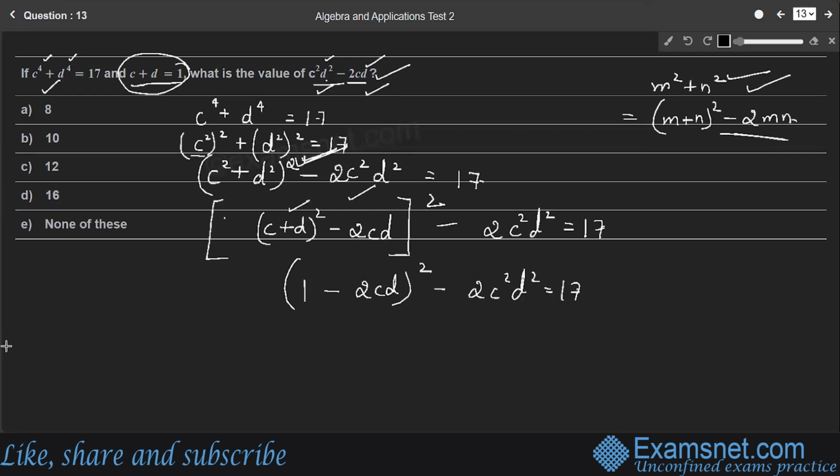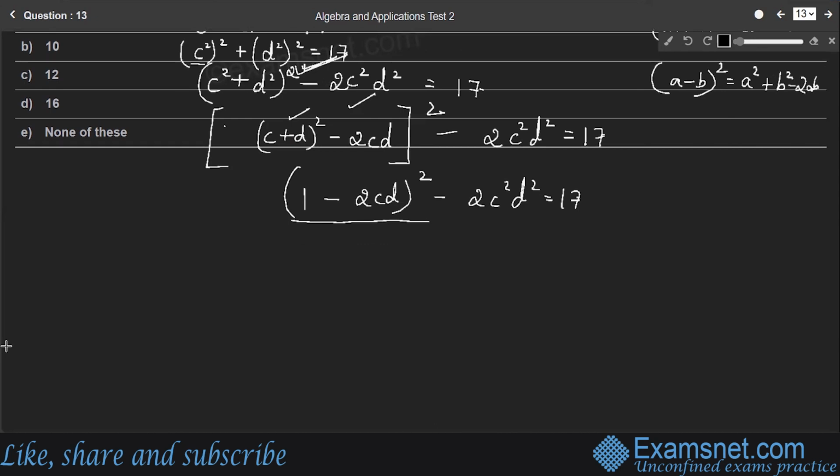Therefore, we can write it as (1 minus 2cd) the whole square minus 2c square d square is equal to 17. Let us express 1 minus 2cd in the form of a minus b the whole square, which is nothing but a square plus b square minus 2ab. Apply the same formula. A square is 1, b square is (2cd) the whole square, which is 4 times c square d square, minus 2ab. So minus 2 times a is 1, b is 2cd, so it becomes minus 4cd, minus the next term 2 times c square d square, is equal to 17.